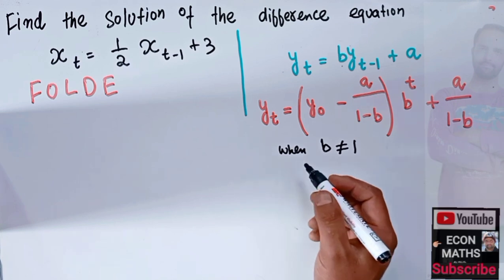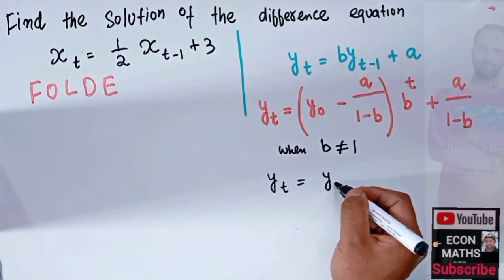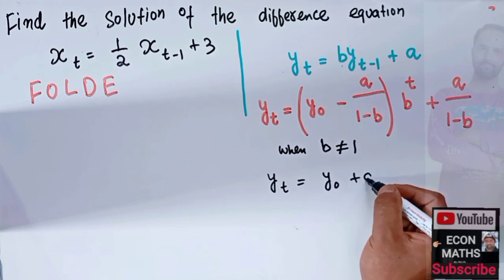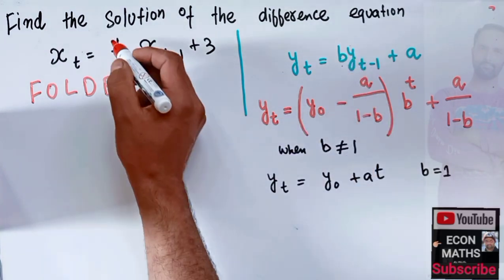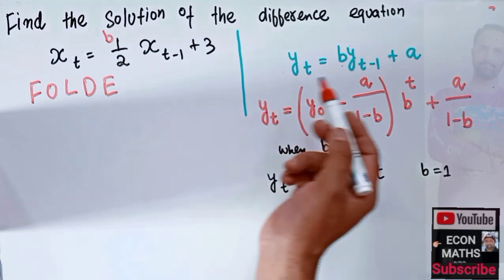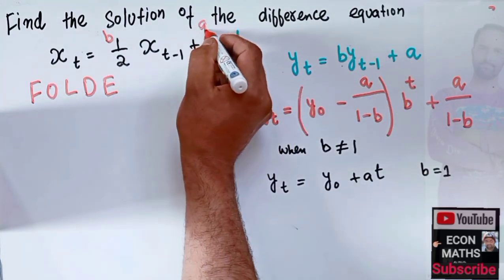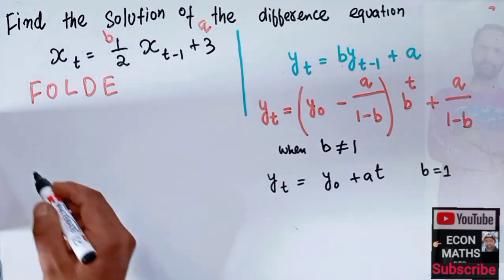And the solution will be y_t equals y_0 plus a t if b is equal to 1. Now, what are a and b in our equation? In place of b we have 1 upon 2, so this is our b, and a is this constant term.